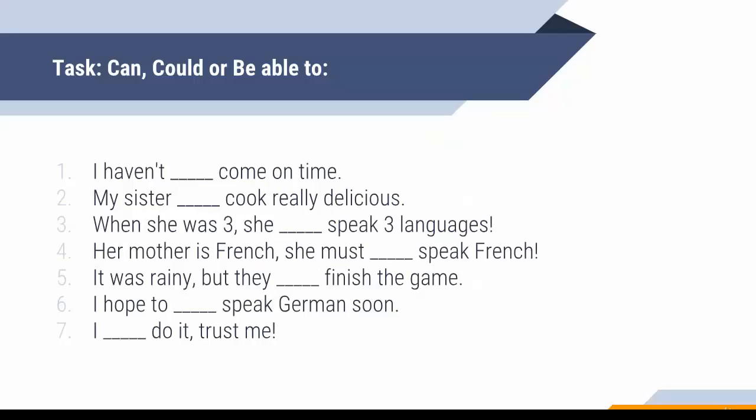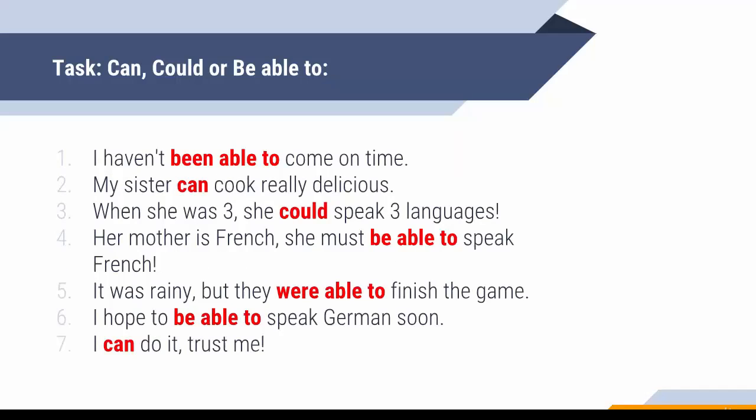One example, pause the video, check the attached PDF, and we are checking it. Okay. I haven't been able to come on time. Perfect tense, you can't use can or could, be able to. My sister can cook really delicious. Can cook, general ability in the present, informal. If you want to make it more formal, my sister is able to cook.